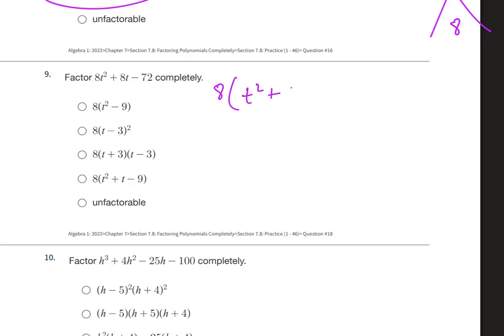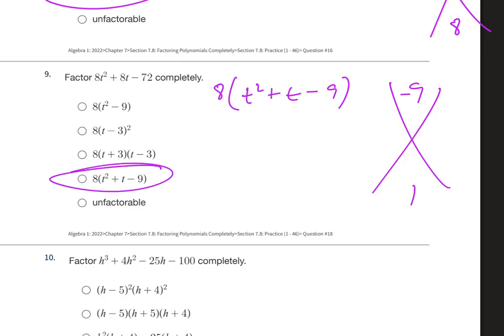Next, they have an 8 in common, so all of our answers look possible. t squared plus t minus 9. Factors of 9 to give us 1 is going to be, let's see, there are none. So it is this one.